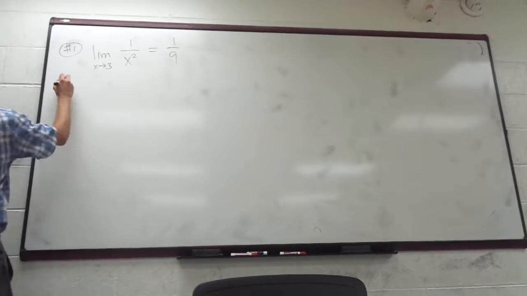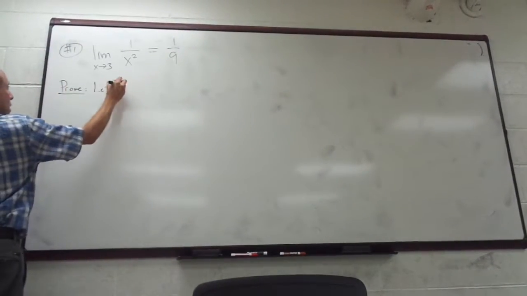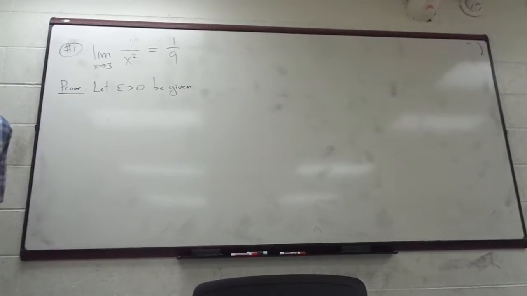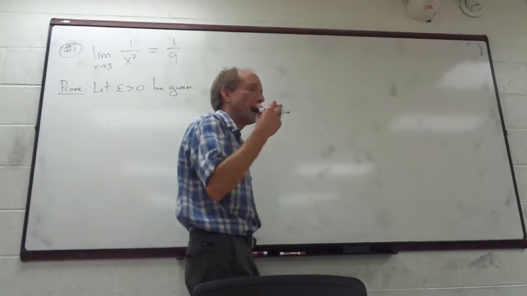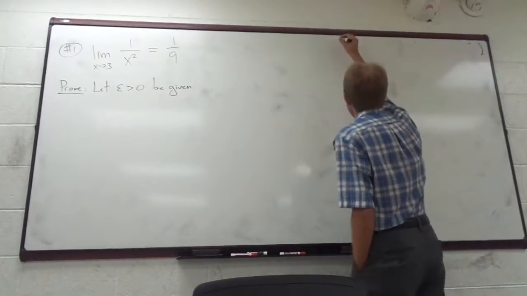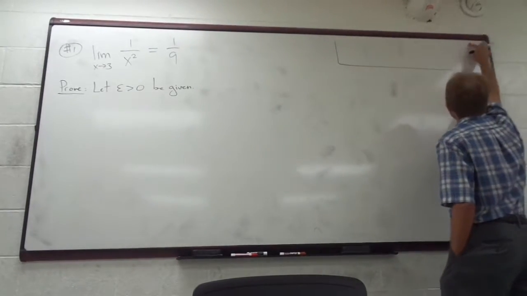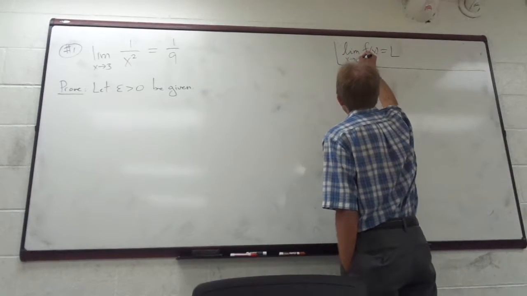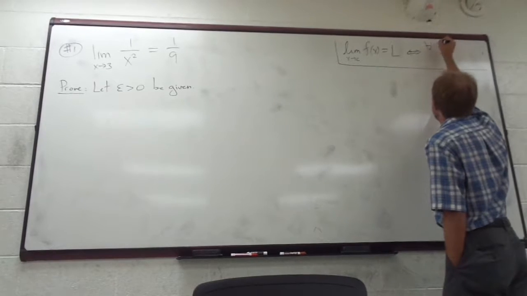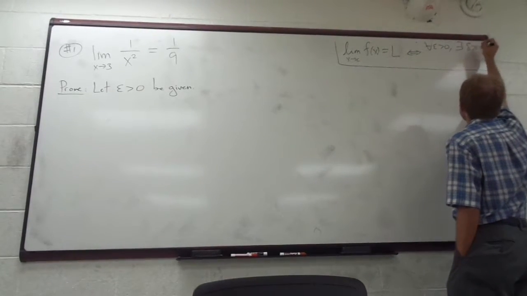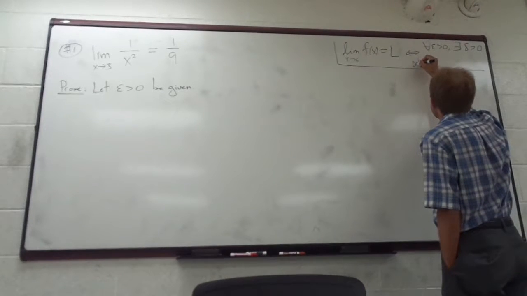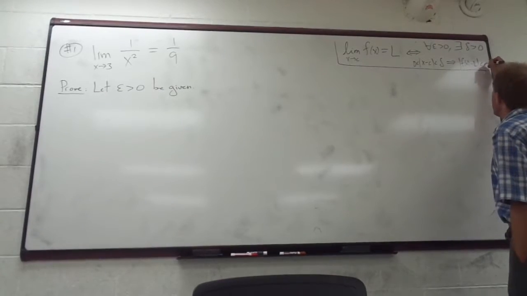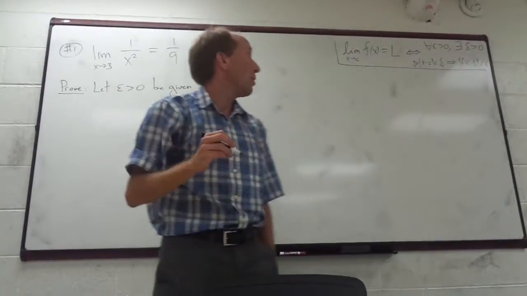Of course the way that works is we're going to start by letting epsilon greater than 0 be given. And then we have to do some scratch work to figure out what the delta is, right? Maybe I should just remind you of the definition: the limit of f of x equals L as x approaches c just means that for all epsilon greater than 0, there exists a delta greater than 0, such that if 0 is less than absolute x minus c is less than delta, then absolute f of x minus L is less than epsilon. That's the definition. Okay, so we're going to use that.